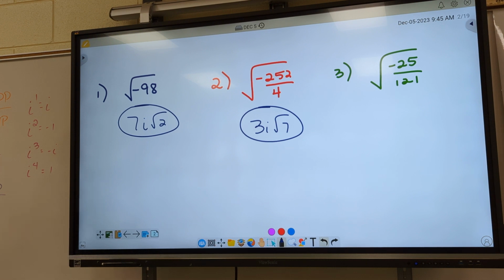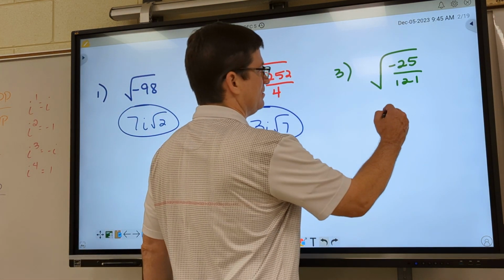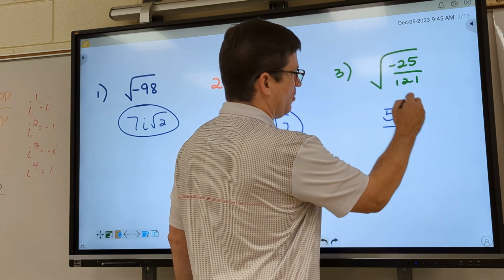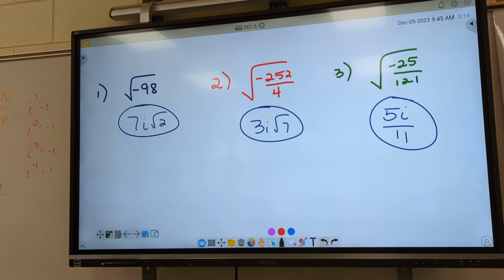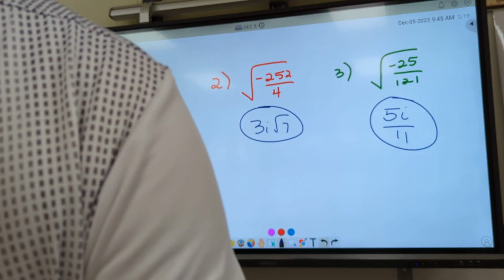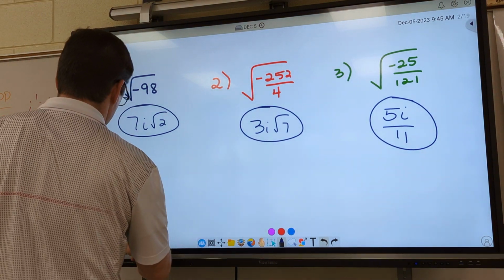Same thing, guys, type it in. Square root 25 over 121 is 5i over 11. Just always put the i up top, not on the bottom. All right, so those 3 are easy. Just type them in the calculator. All right, number 4, I don't believe we can do it on the calculator.